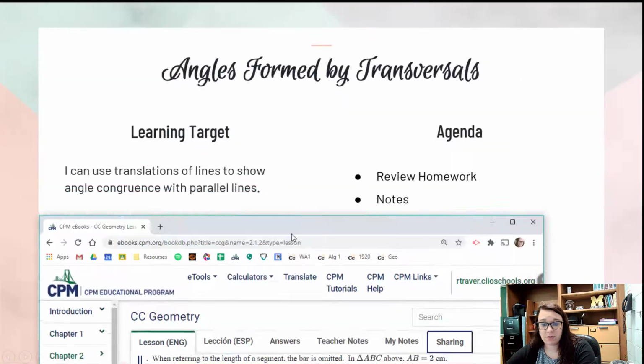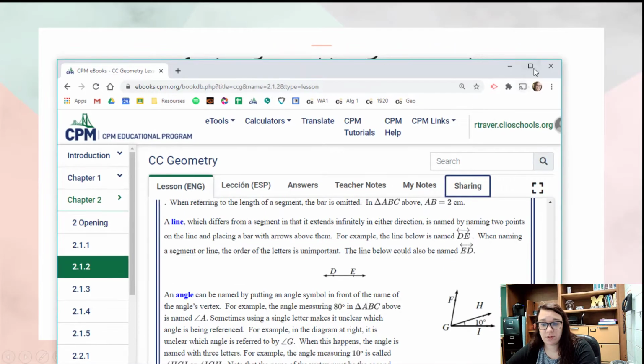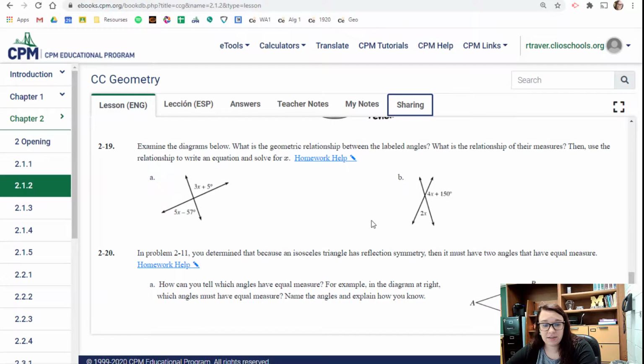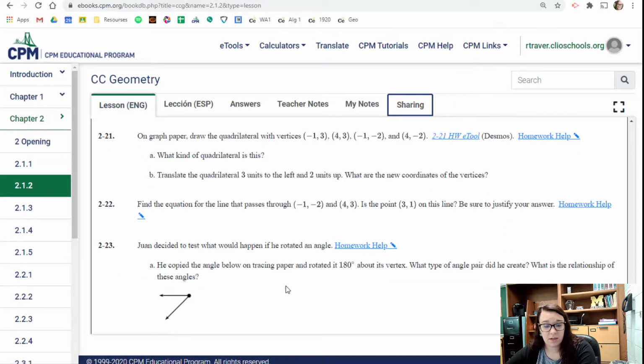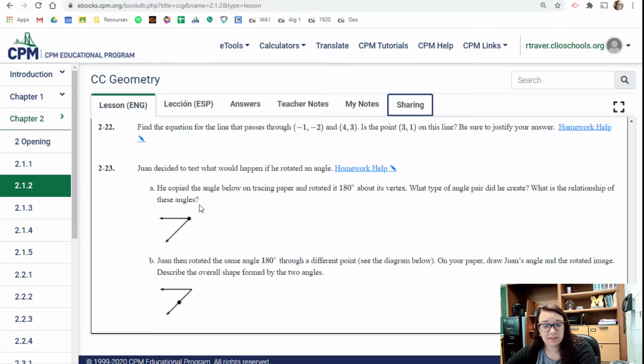212, I want to do numbers 19, 22, and 23. So here's 19, looking at angles. 22, finding an equation for a line that passes through these points and seeing if another line's on it. Use the homework help if you need it. And 23, where you're talking about using this angle, tracing it, and then seeing if you can find a relationship when you do some things with rotations.